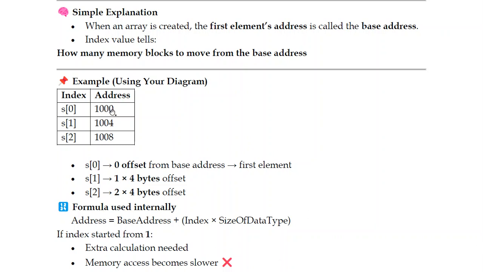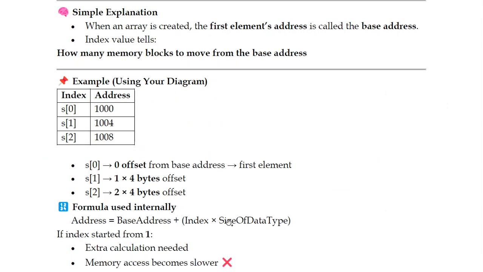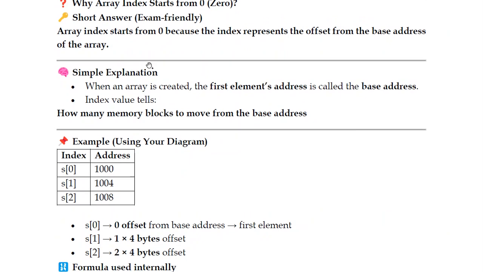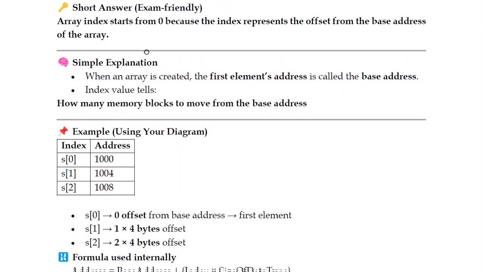So what is the base address now? 1000. Assume that 1000 is your base address. So what's the syntax to move again? Base address 1000 plus index, what is that? 0 into size of data type, what is that? 4. So anything multiplied with 0 is 0, so you will get the base address. This is the logic behind why we are starting from the index 0. You will get the same address position.